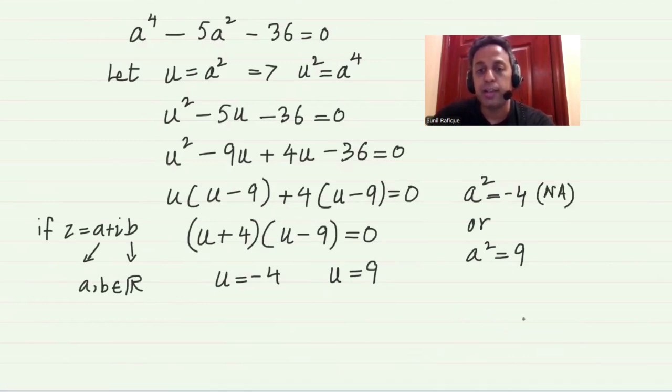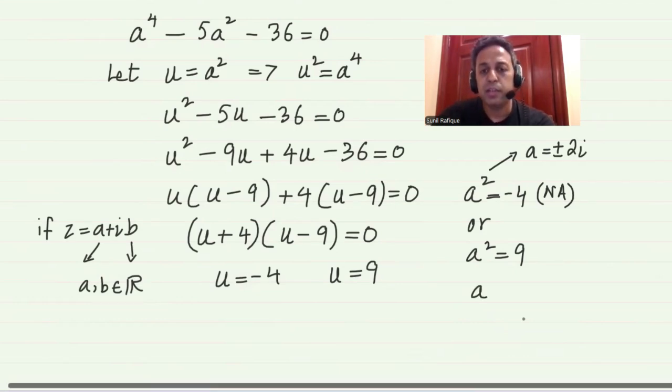You need to reject this part of the solution because what will be the value I get for a? a will become plus minus 2i, right? You can check this either in your calculator in the complex mode, or you can simply square root it and check that the square root of 4 is 2, but the square root of negative 1 is i, right? So this is the valid situation, a equals plus minus 3.